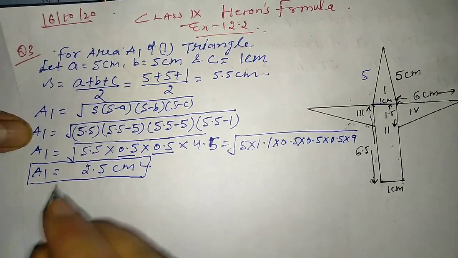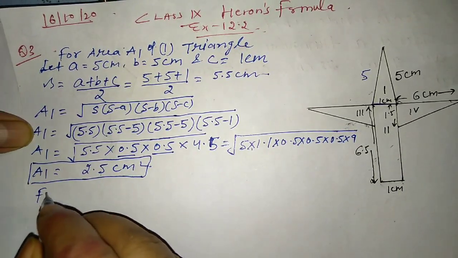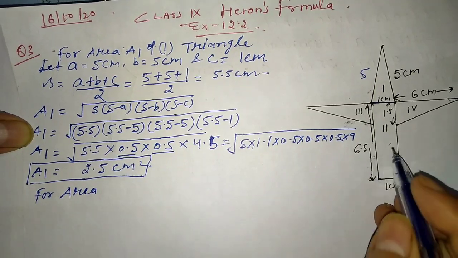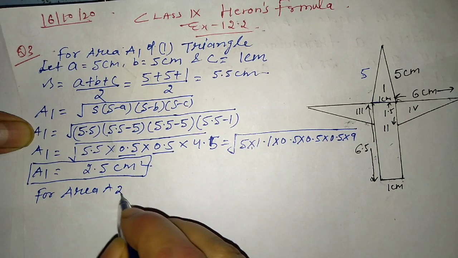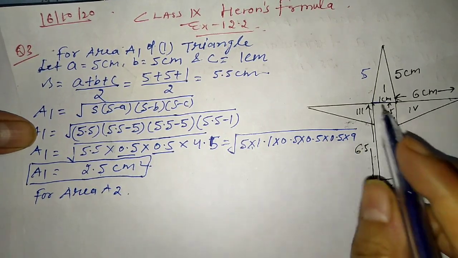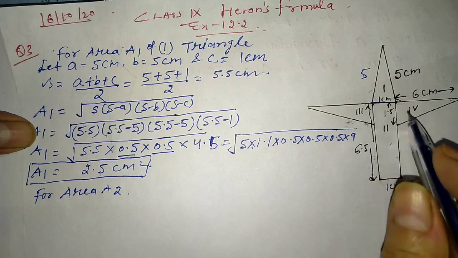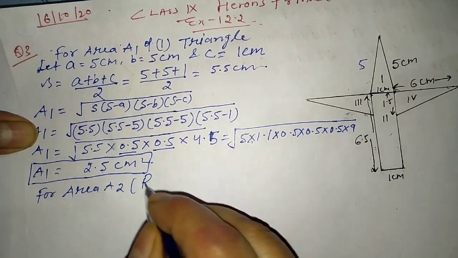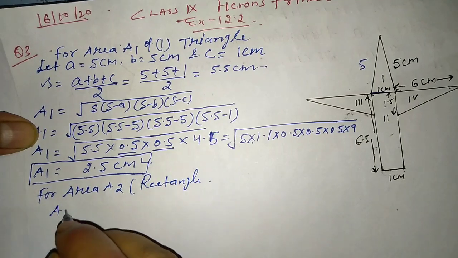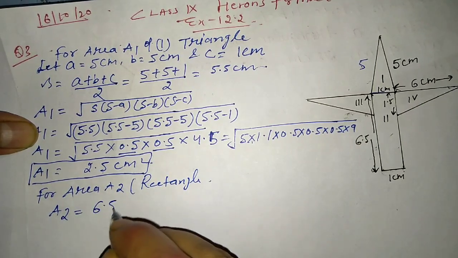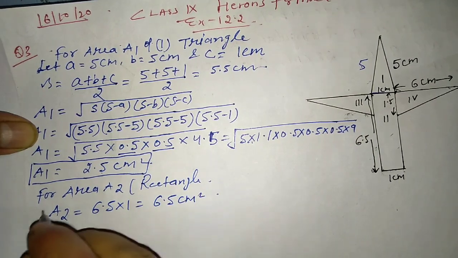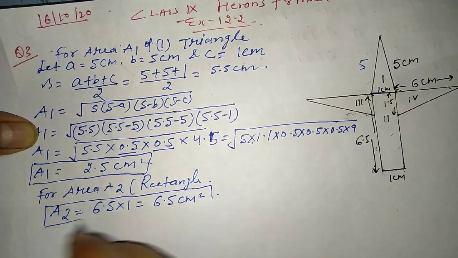Now area A2. A2 is the rectangle, here we can write rectangle. So A2 is equal to L into B, that is 6.5 into 1, that is 6.5 centimeter square.